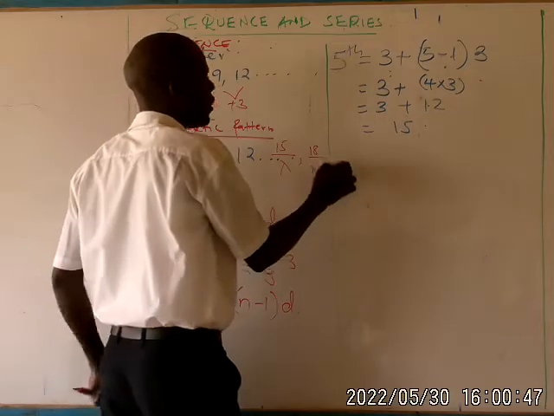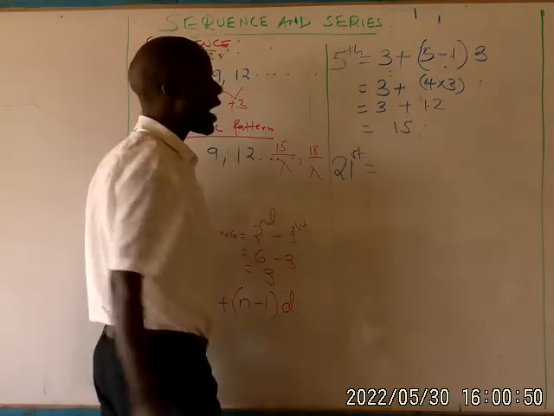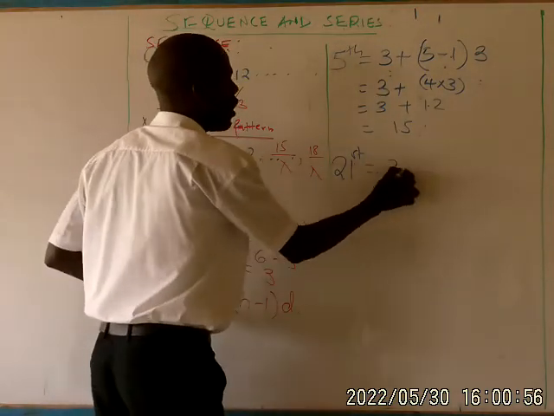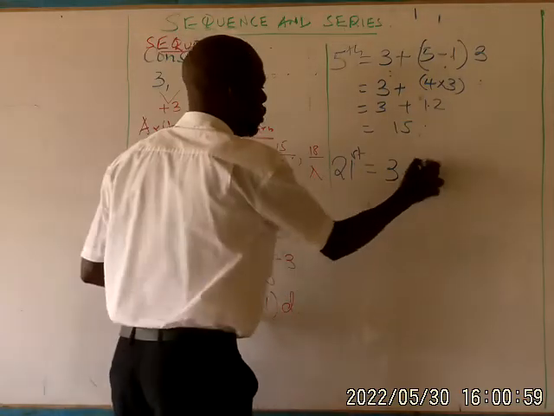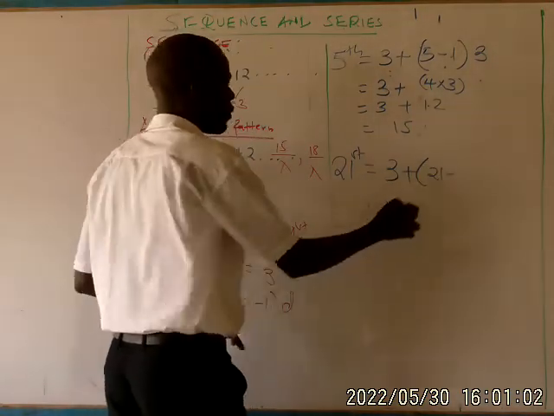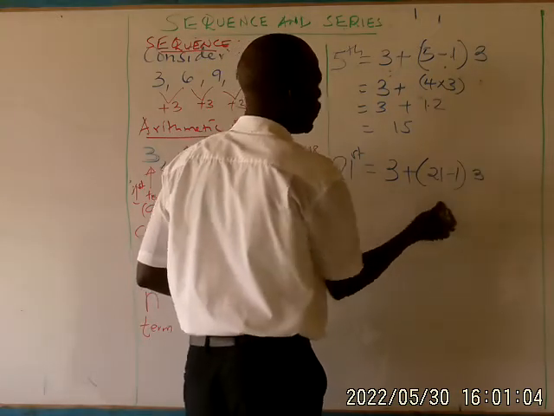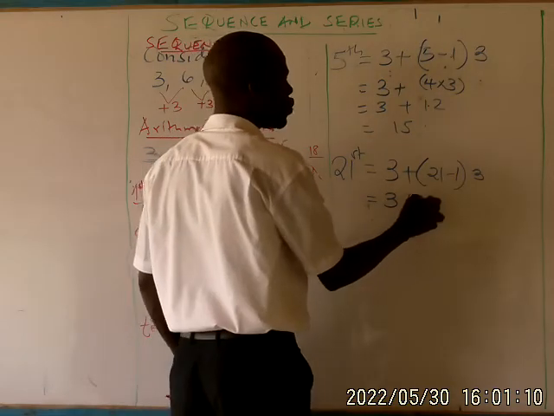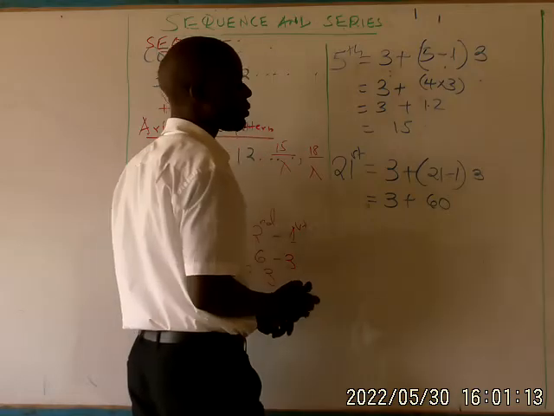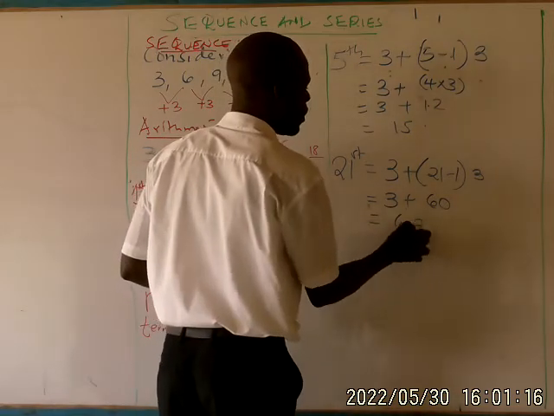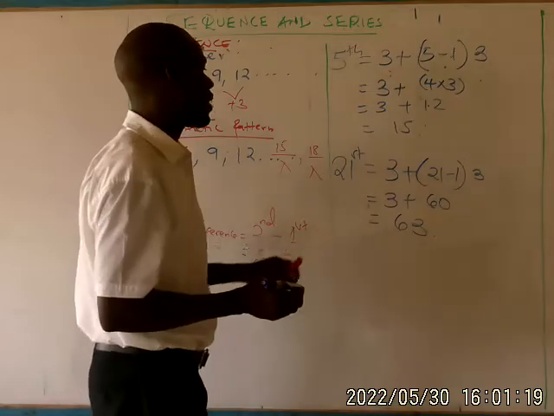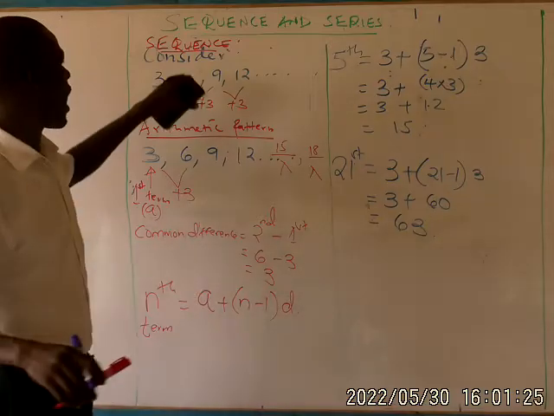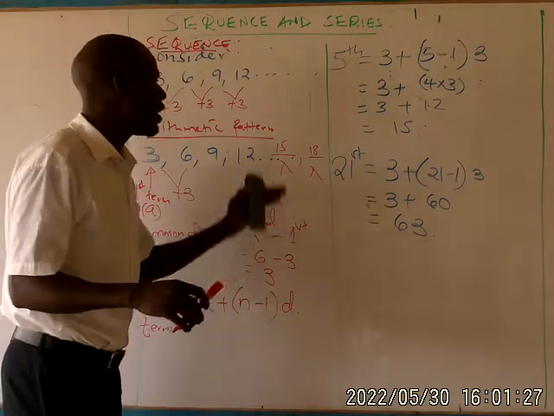And therefore, if I'm asked for the 21st term there, I can easily find it. How can I find it? I just use the formula: a, which is 3. I have 3 here, then plus the 21st minus the first one, times d. d is what? 3. And therefore I will have 3 plus 20 times 3 is 60. And that becomes 63. And that's how you can find the term. That's a formula that you can have. Now that is what they call a sequence. So therefore we are able to find the term.